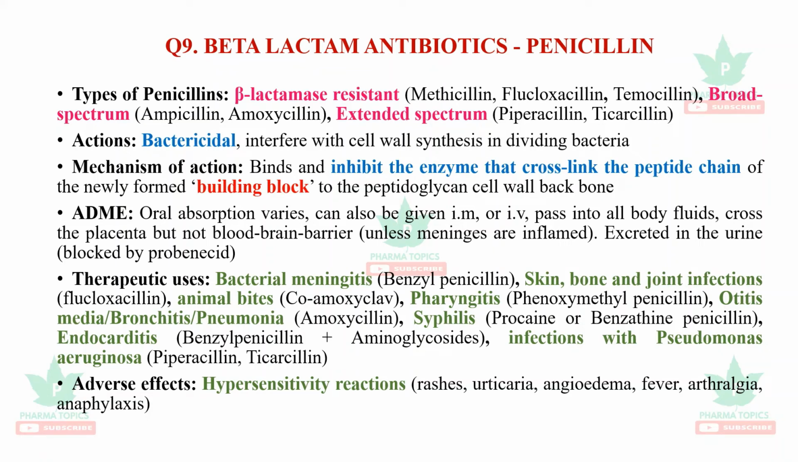Therapeutic uses: benzyl penicillin is used for bacterial meningitis, and flucloxacillin is used for skin, bone, and joint infections. Amoxicillin with clavulanic acid is used for animal bites. Phenoxymethyl penicillin or penicillin V is used for pharyngitis. And benzyl penicillin with aminoglycosides are used for treatment of otitis media, bronchitis, and pneumonia. And piperacillin and ticarcillin are used for infections with Pseudomonas aeruginosa. The adverse effects of penicillins include hypersensitivity reactions, which are rashes, urticaria, angioedema, fever, arthralgia, and anaphylaxis.